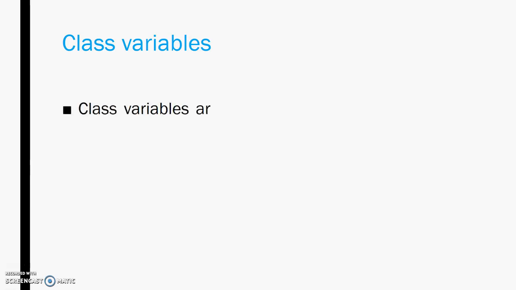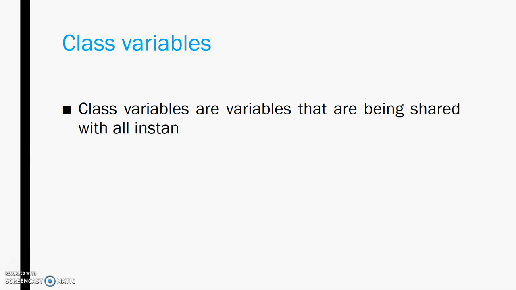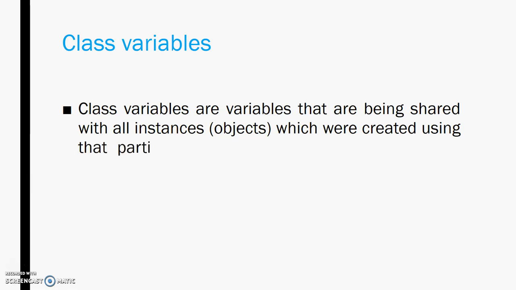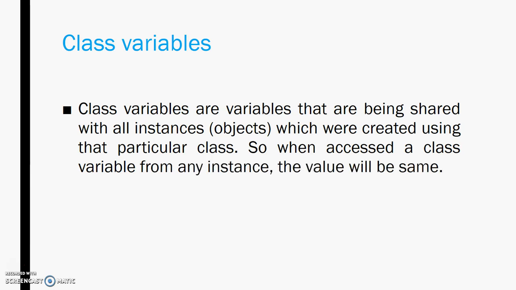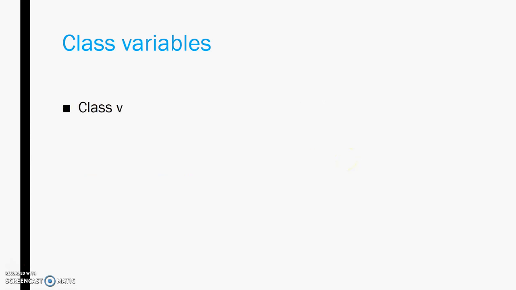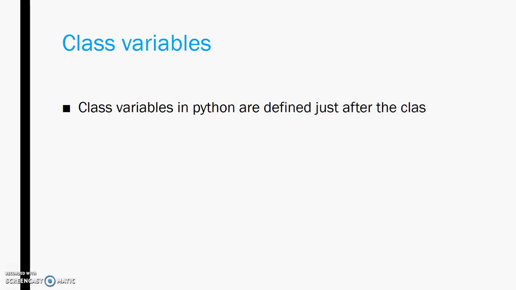Class variables are variables that are shared with all instances which were created using that particular class. So when accessing a class variable from any instance, the value will be the same. Class variables in Python are defined just after the class definition and outside of any methods.